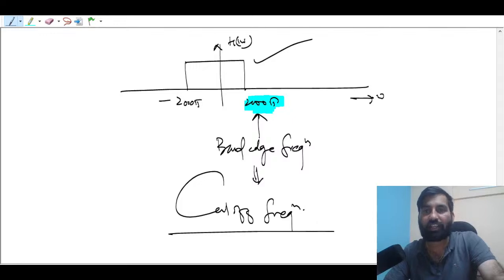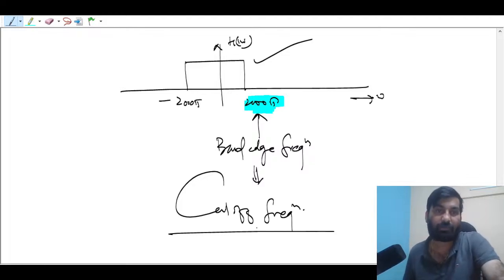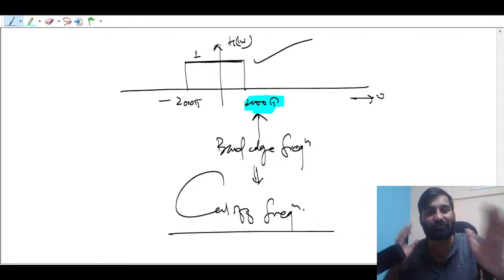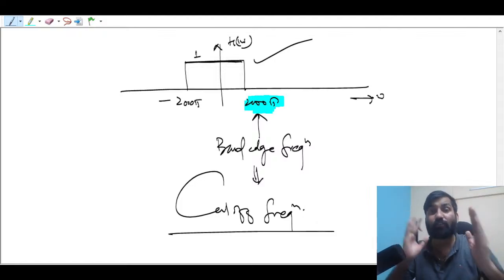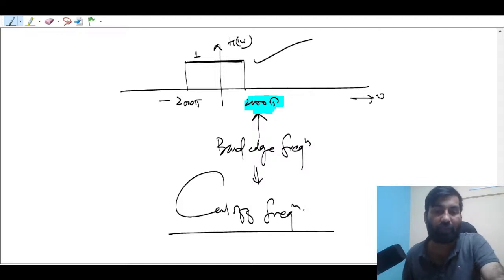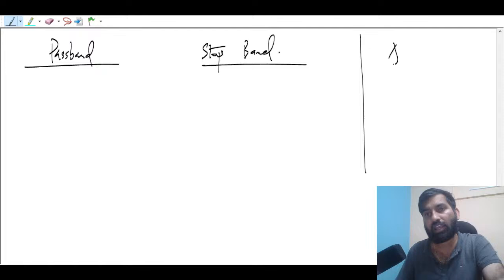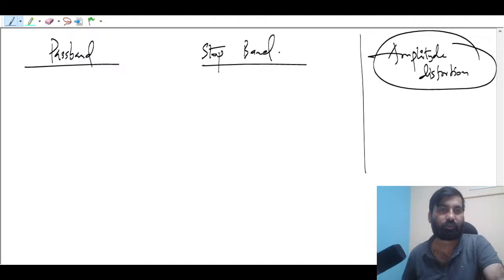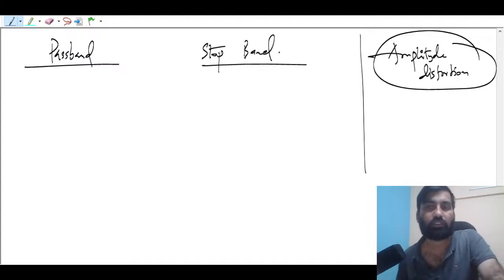So if the gain is not constant over the required frequency range, then what will happen? Suppose here the gain is constant, then the output is an exact replica of the input, because it is 1. But suppose in your pass band H of omega is not constant over the range of frequency, it is changing, so there will be amplitude distortion. You must have heard words like amplitude distortion. So when does amplitude distortion happen? When the pass band is not constant over the range of frequency.